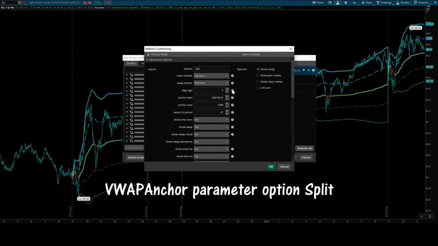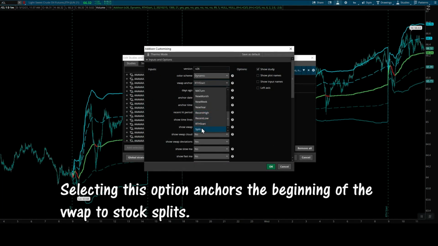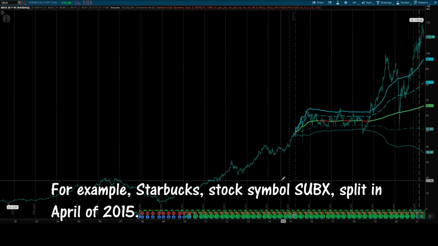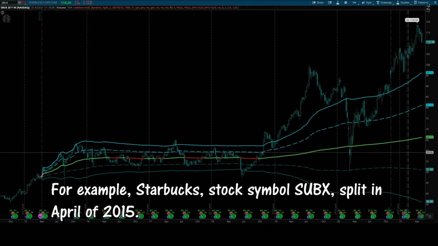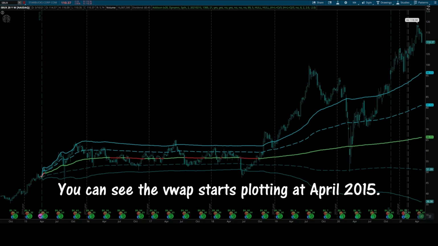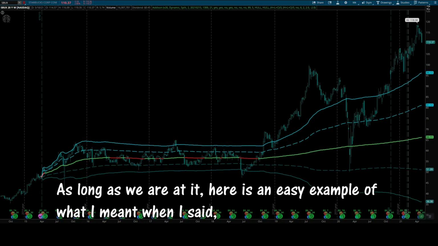VWAP Anchor Parameter Option: Split. Selecting this option anchors the beginning of the VWAP to stock splits. For example, Starbucks, stock symbol SBUX, split in April of 2015. Here is the monthly chart, going back 10 years. You can see the VWAP starts plotting at April 2015.